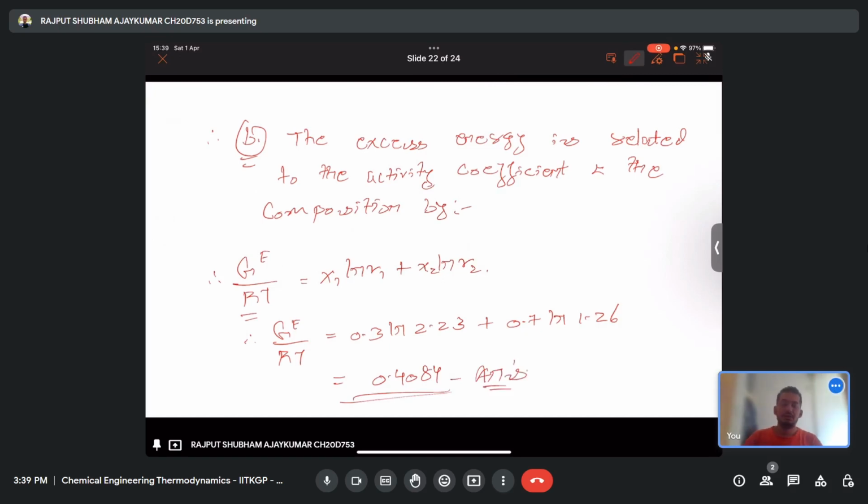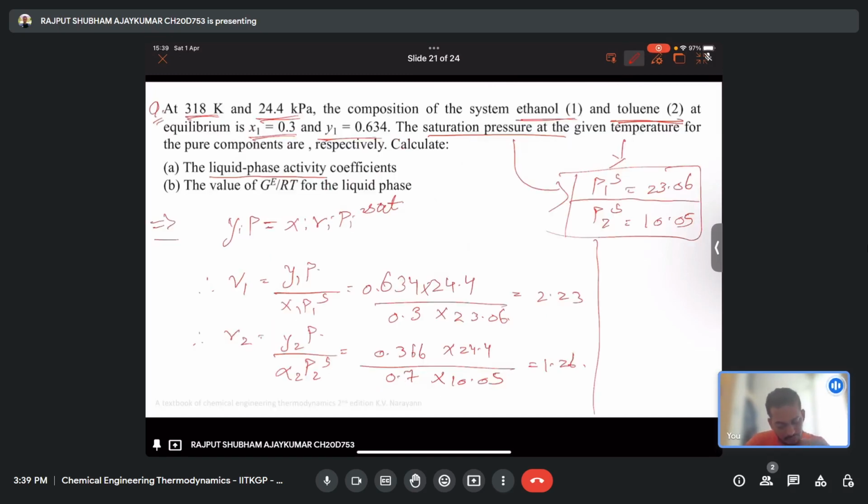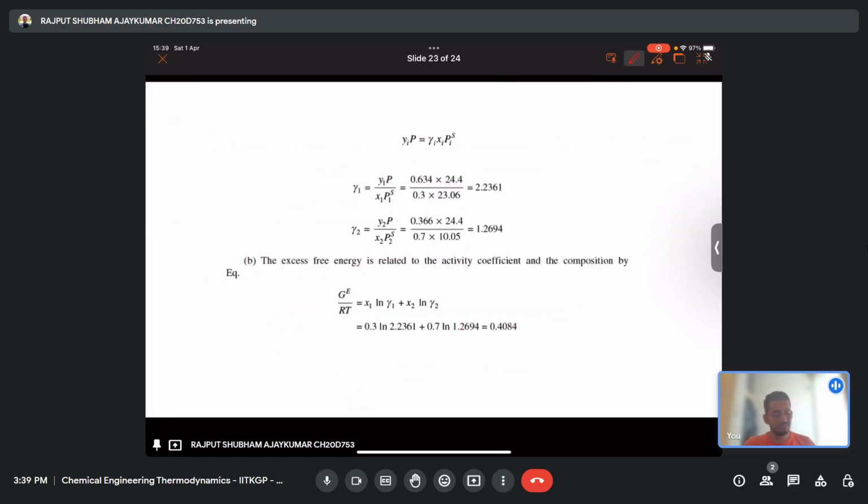This is the simplest one. You just need to identify what to do and what not to do, and which equations you have to use. In today's live interactive session, this is in printed form, just for you for quick understanding. We first found the values of gamma 1 and gamma 2, and then we used these gamma 1 and gamma 2 values to find the value of excess Gibbs energy, using the thermodynamic consistency equation, the sum of xi ln gamma i, for a binary mixture. So the final answer is this.